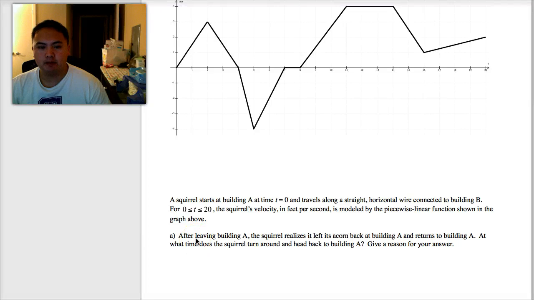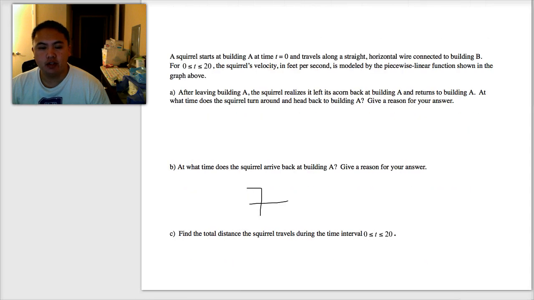Hey everybody. So I almost ran out of time the last one, so I cut myself off pretty quickly, but let's revisit that last question that we left off on. Looking at letter C, it says find the total distance the squirrel travels.